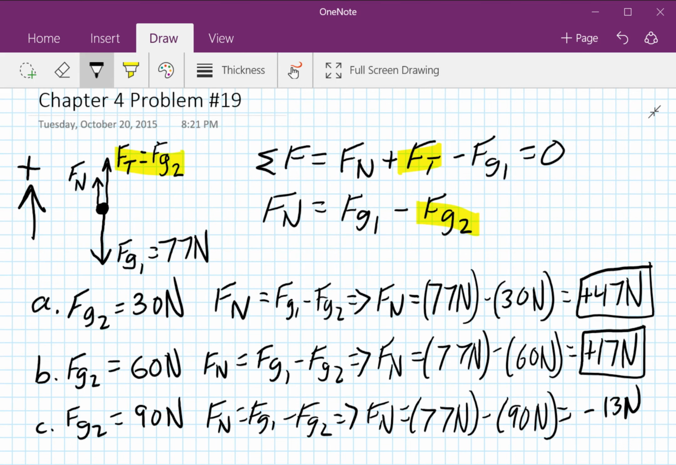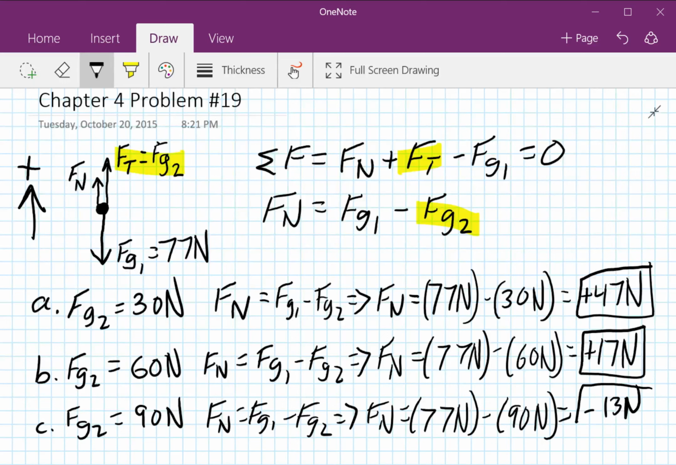But if we say up is positive and the surface is obviously below the object, then it's impossible for that surface to put a normal force within itself. It has to be outside of itself. So that negative 13 is not possible. So when you write the negative 13, you then have to explain that the negative value is not possible, and it shows that the box is no longer on the table.